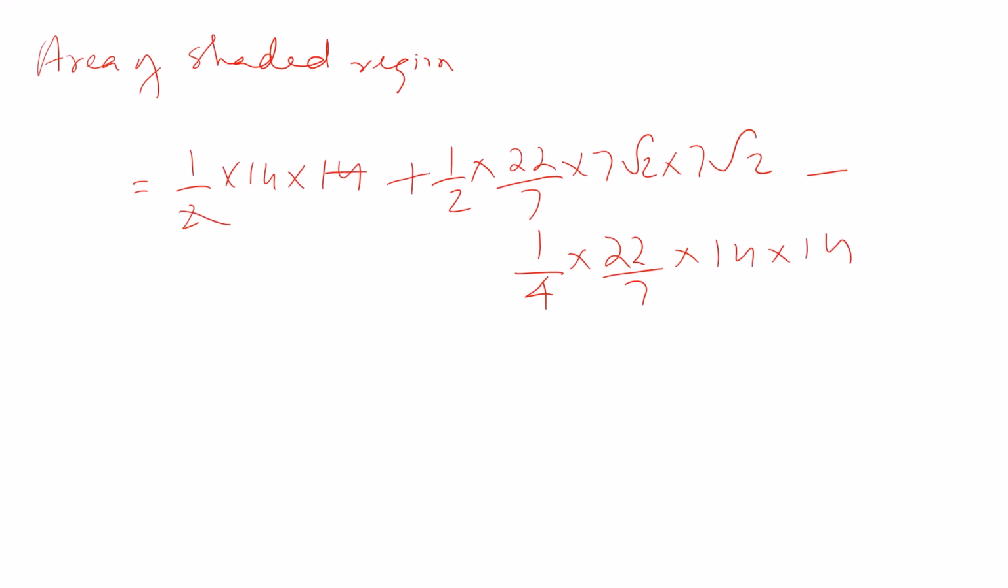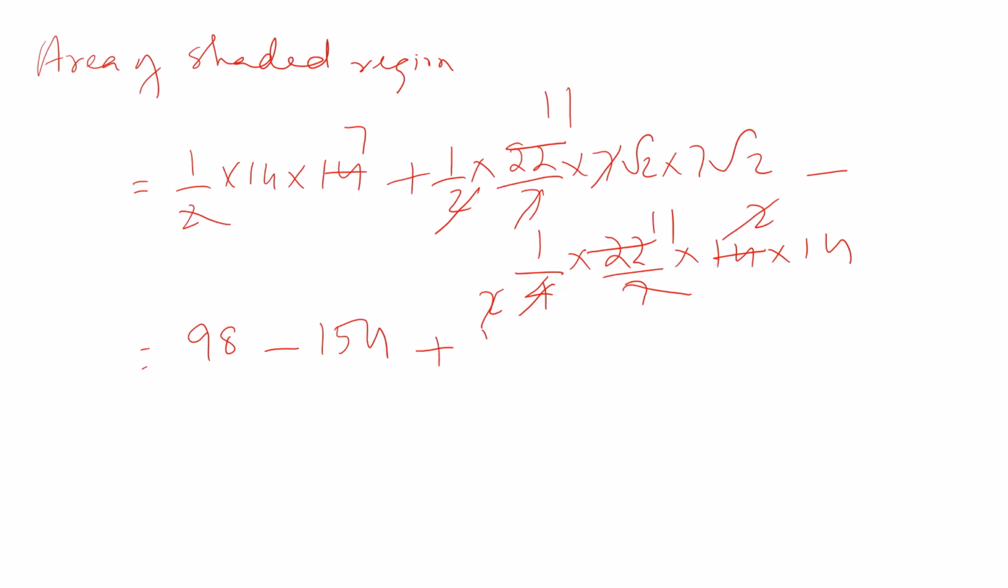Now simplification, 7, so 98 minus 2, and this can be cancelled, 7 and 7 cancel, so 11 into 7 into 2. That will be 154, and here also we can cancel to 11 into 14, and that is again 154. So the answer will become 98 centimeter square. So this is the area of the shaded portion.